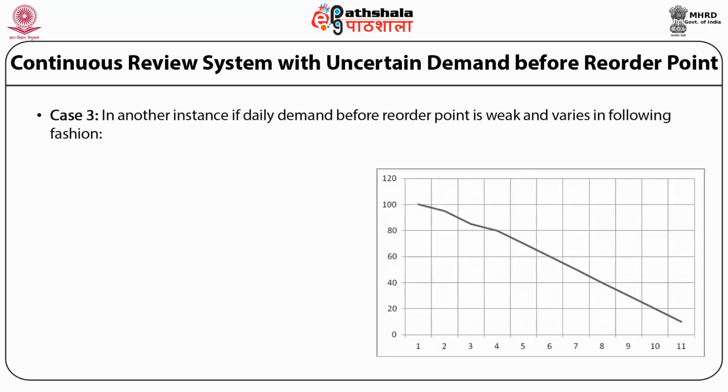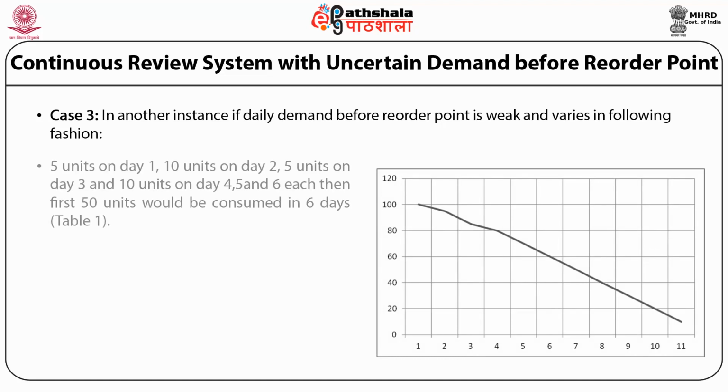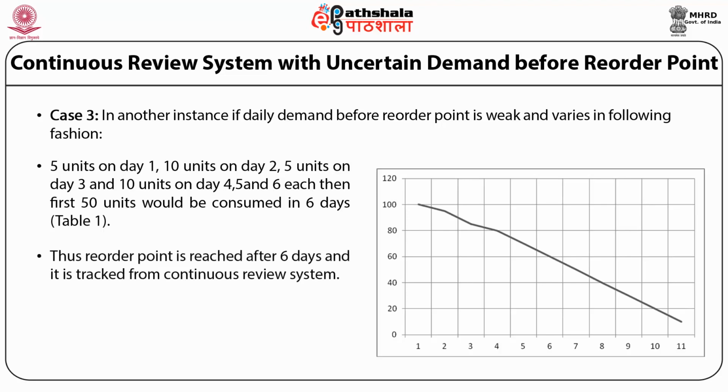Case 3. In another instance, if daily demand before the reorder point is weak and varies in the following fashion: 5 units on day 1, 10 units on day 2, 5 units on day 3, 10 units on day 4, 5, and 6. Then 50 units would be consumed in 6 days, as shown in the table. Thus, the reorder point is reached after 6 days and it is tracked from the continuous review system.